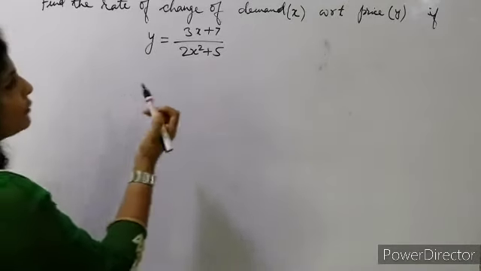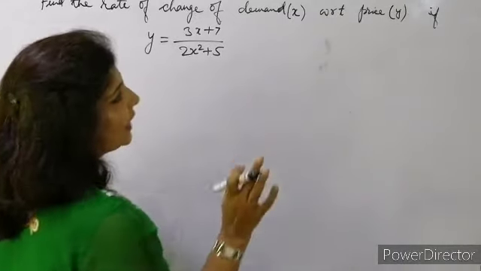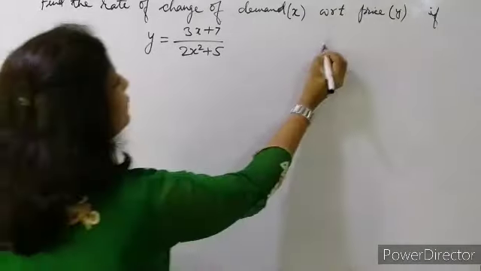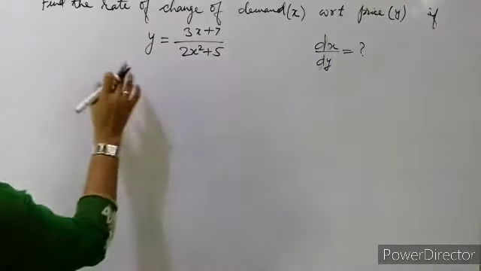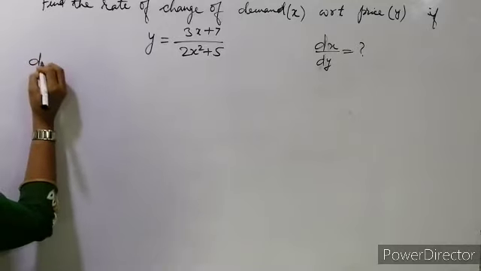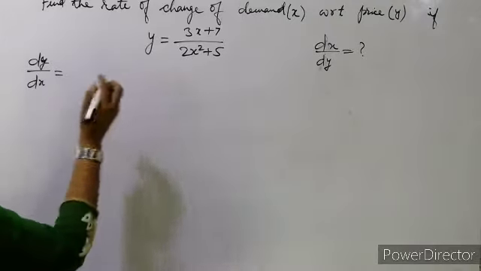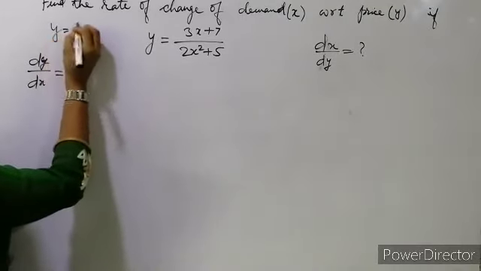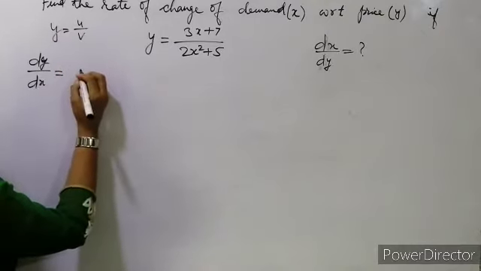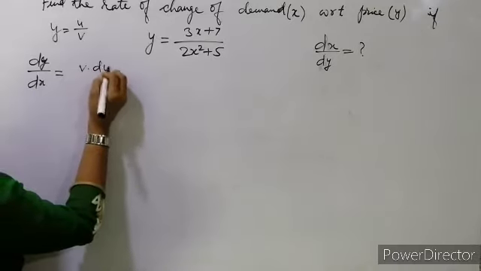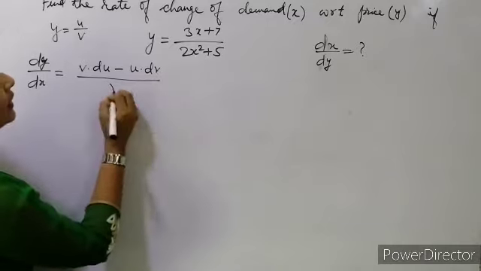Then again the same thing we have to do. Demand is x and we have to find demand with respect to price, that is y, and y is given like this. We have to find dx upon dy. So first of all we'll find dy upon dx. What is the formula for dy upon dx? If y is equal to u upon v, what is the formula? It is v into du minus u into dv divided by v square.